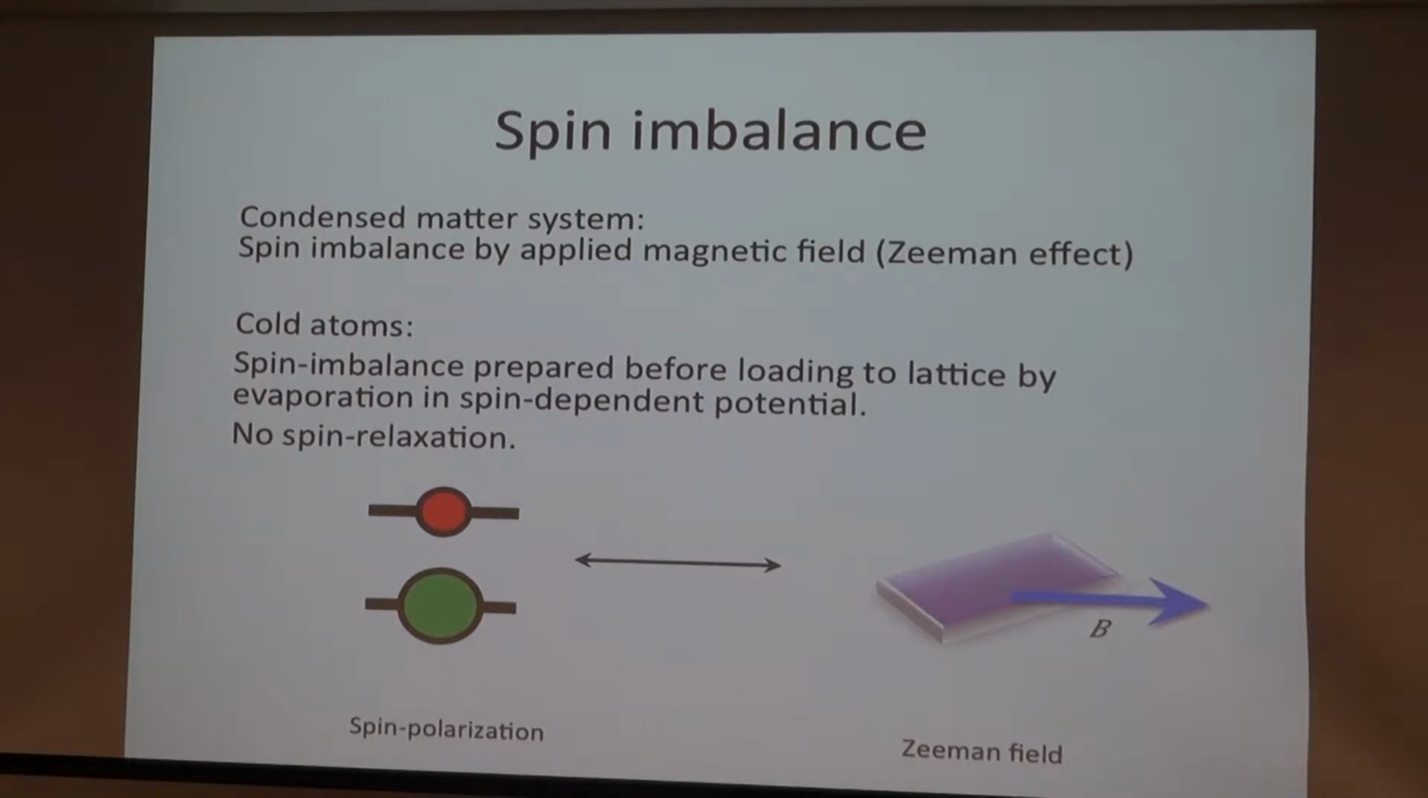So if we want to introduce just a pure Zeeman field, one easy way to do it is to imbalance the population during evaporation. What we do is introduce a spin-dependent potential during the evaporation that evaporates one of the spin states preferentially compared to the other. So let's say we're losing more of the red atoms compared to the green atoms, and we end up with this population imbalance. And because we don't have any spin relaxation in our system, whatever spin polarization we have will persist throughout the experiment. So we can pretend that it's coming from an effective Zeeman field. Okay?